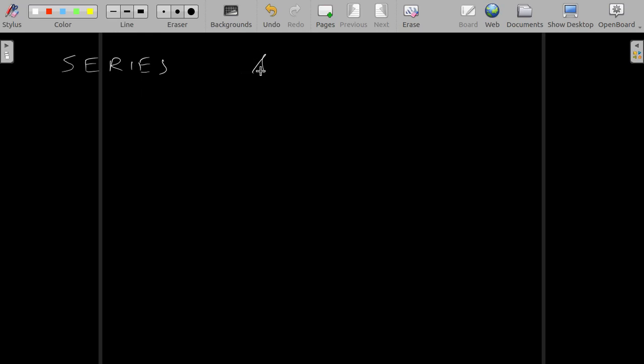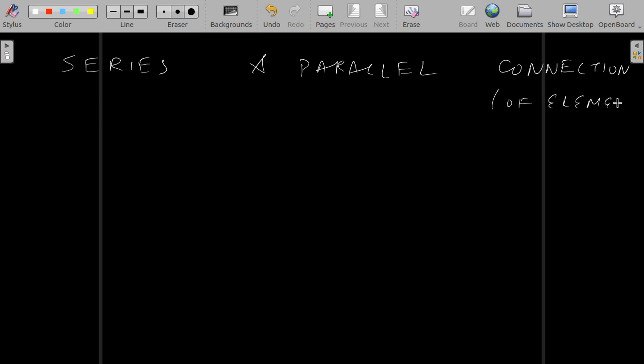series and parallel connection. Connection means connection of what? Of elements, right? Series and parallel connection of elements. So we'll just understand the concept using some resistors, inductors, and capacitors. Okay.